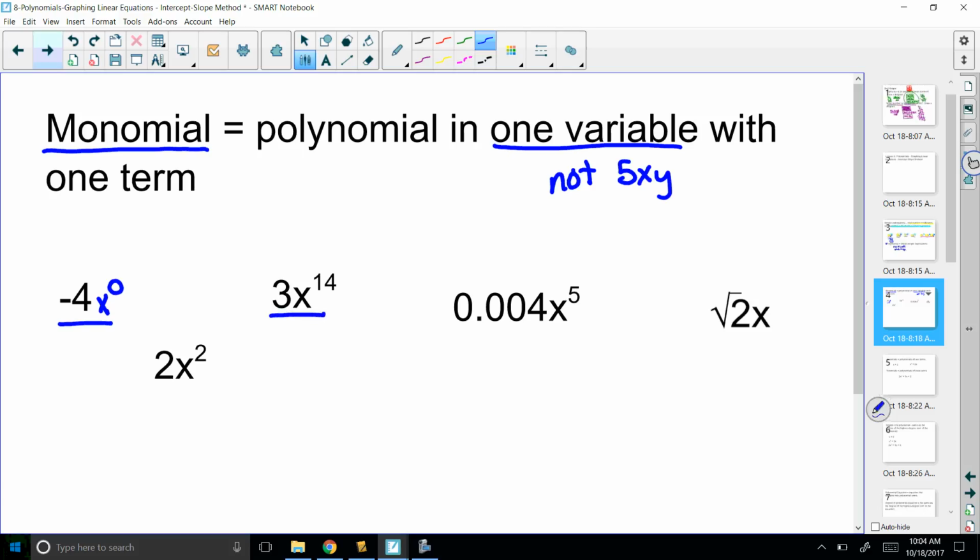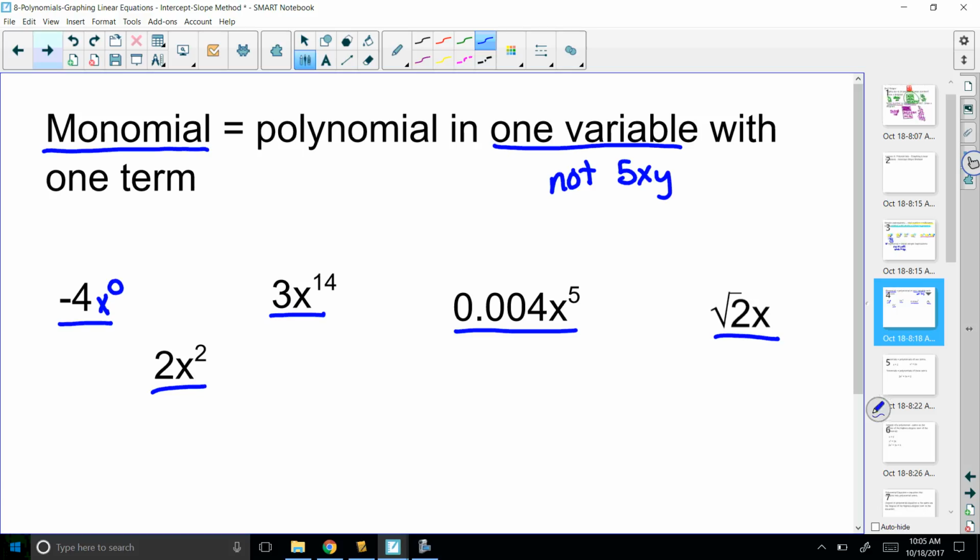3, x to the 1 or to the 14. One variable, one term. 4 thousandths, x to the 5th. One variable, one term. Radical 2, x, one variable, one term. Keep in mind, the square root of 2 is a real number. That's why I asked you about the square root of 17 earlier. We come over here and you have 2x squared. One variable, which is x, one term. There's no plus or minuses after that, grouping it together. So we refer to it as a monomial. Mono meaning one, singular. No big deal.